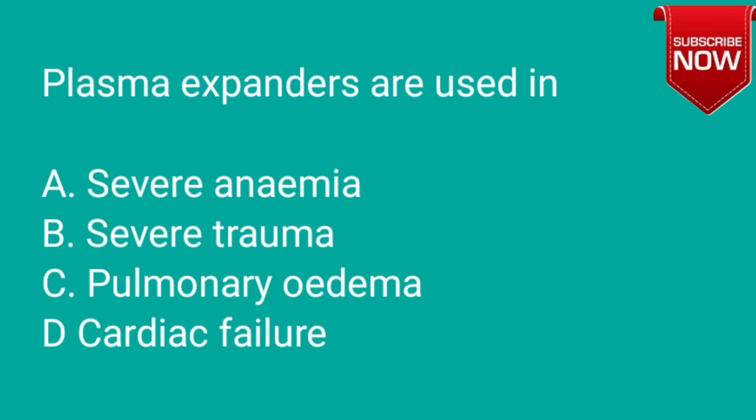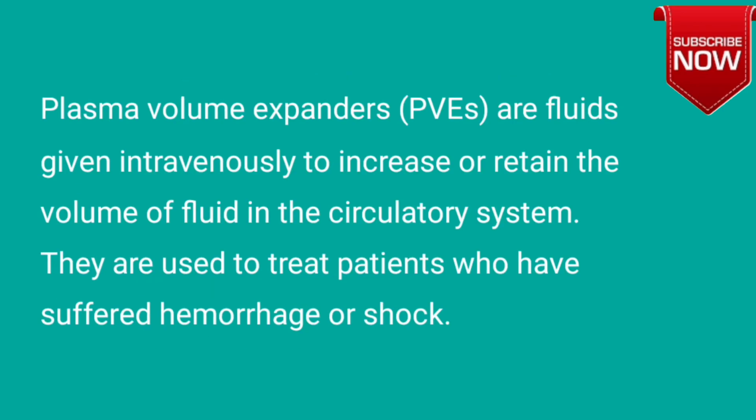Plasma expanders are used in option A, severe anemia, option B, severe trauma, option C, pulmonary edema, option D, cardiac failure. The answer is option B, severe trauma. Plasma volume expanders are fluids given intravenously to increase or retain the volume of fluid in the circulatory system. They are used to treat patients who have suffered from hemorrhage or shock.